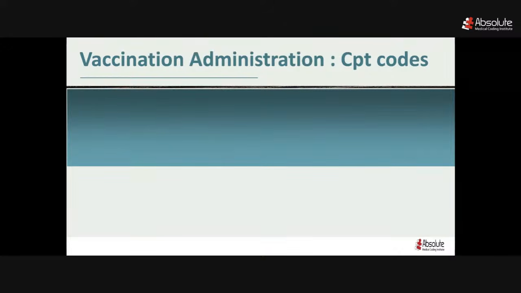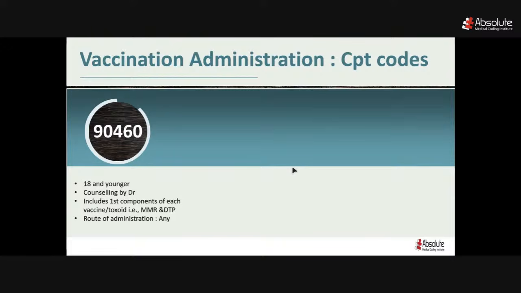Now let's talk about vaccine administration CPT codes. When coding vaccine administration, it is important to select the correct CPT code based on the patient's age, counseling, and route of administration. So there are three primary vaccine administration CPT codes. The first one is 90460, and it is used for vaccine administration for patients 18 and younger. For 90460, the doctor provides vaccine counseling, and it codes for the first component of each vaccine.